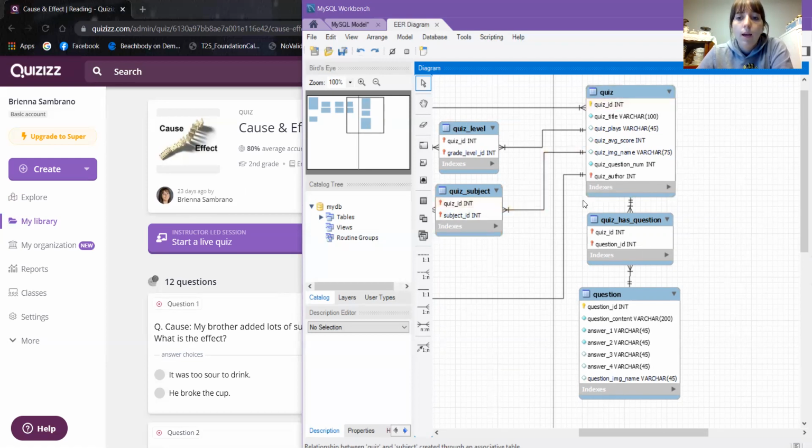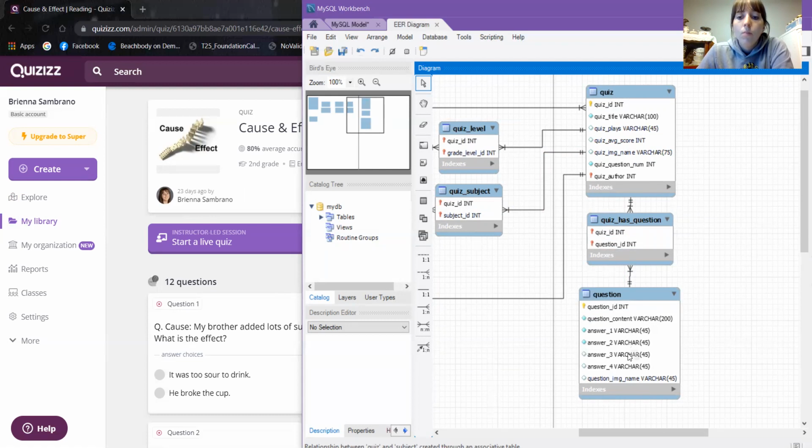The next thing I did was create a separate entity for the questions. One really cool thing about Quizizz is that you can use questions from other quizzes and other creators in your own quiz. So it's like a huge question bank that you can just look up. So I put the questions in their own entity, gave them an ID, the question content, and then answer choices.